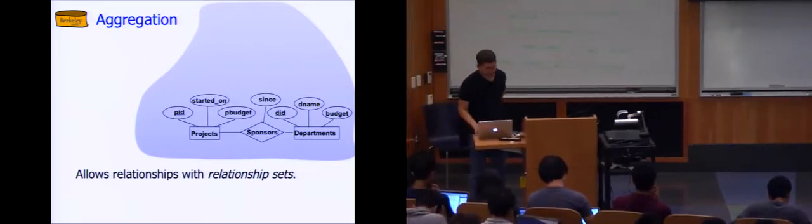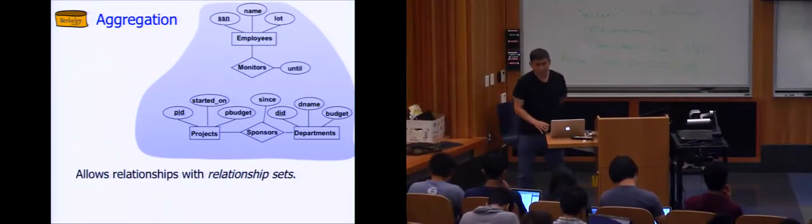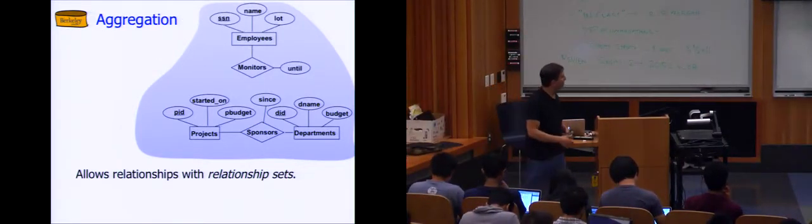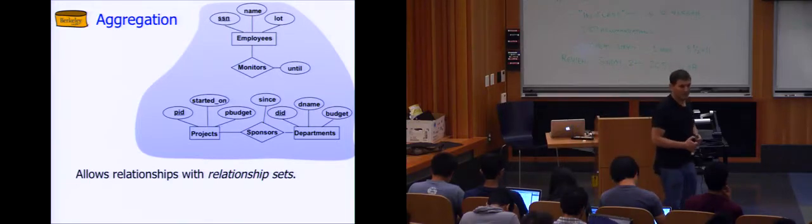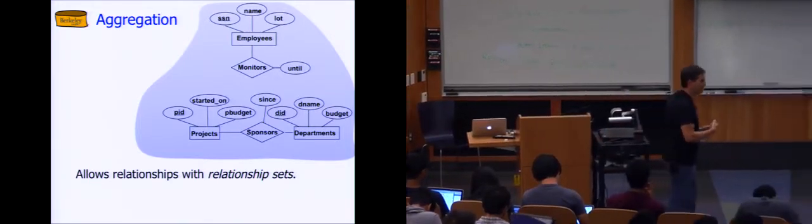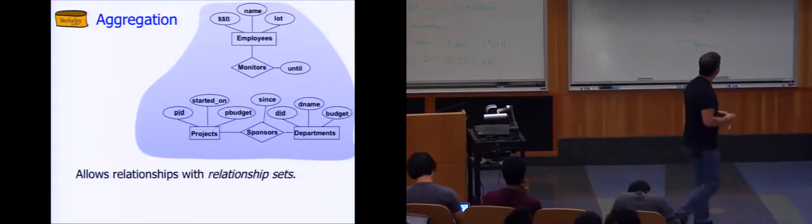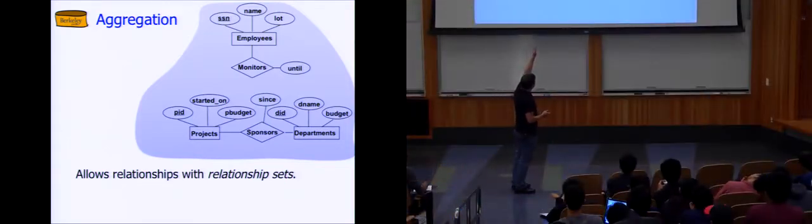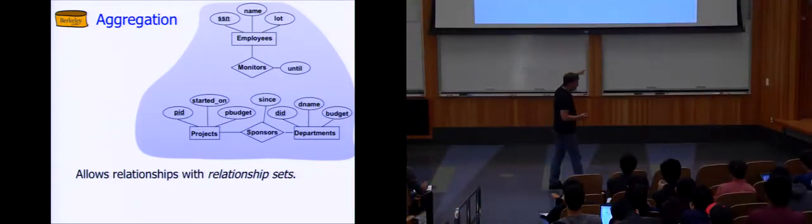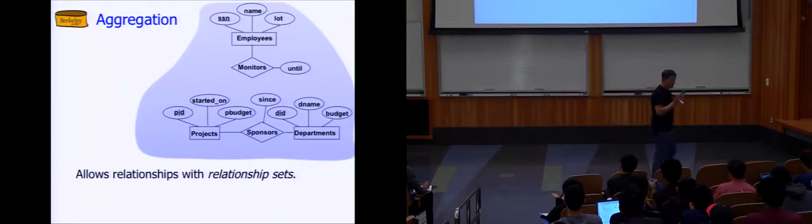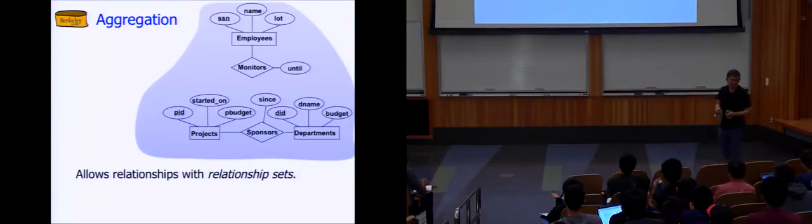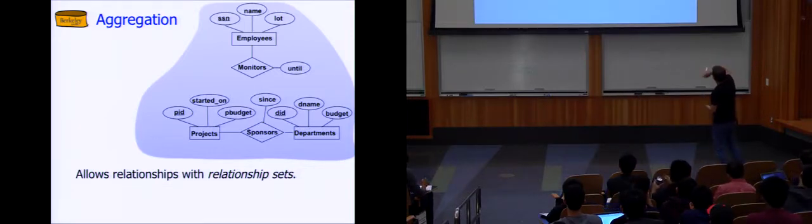Now let's think about employees. We're going to want to have some employees monitoring these projects. They're sort of the overseers of these projects that are sponsored by departments. So the employees have their social security number, their name, and their lot. They're going to monitor these things until they get to not have to monitor them anymore. Okay? But the question is, what is it that they're monitoring?